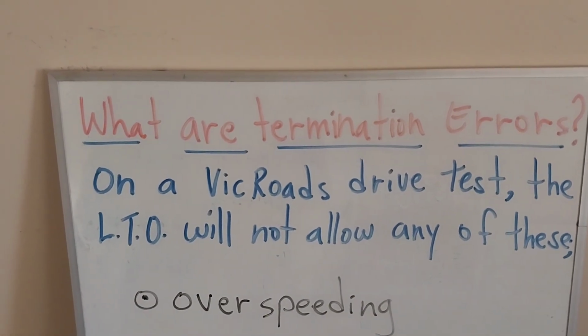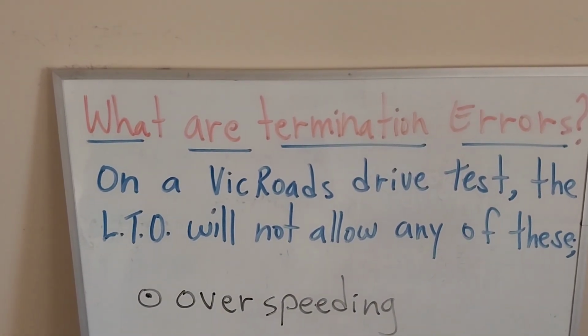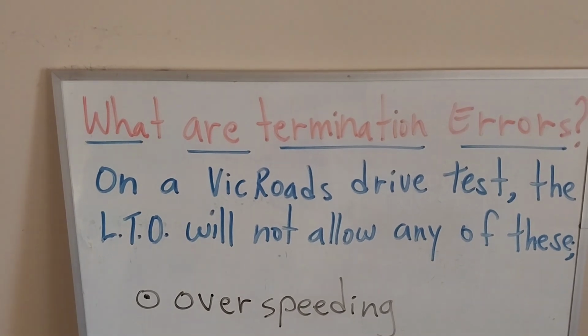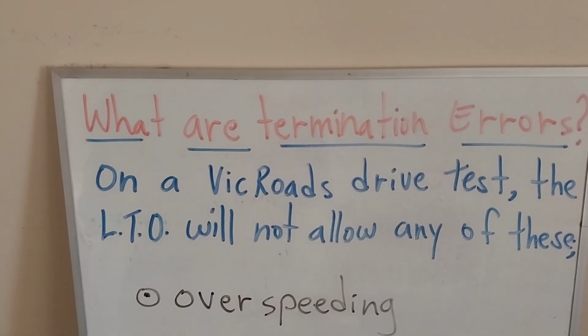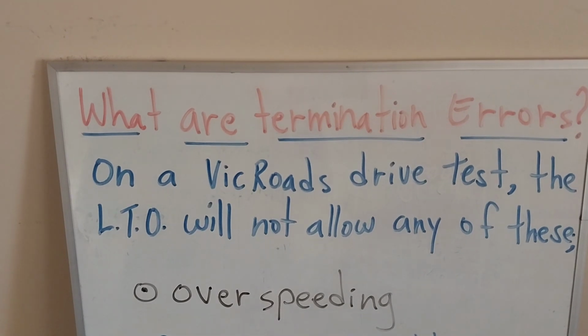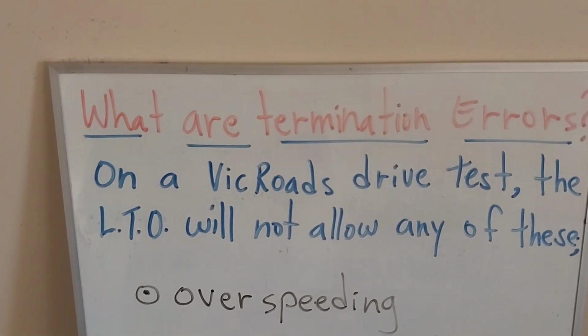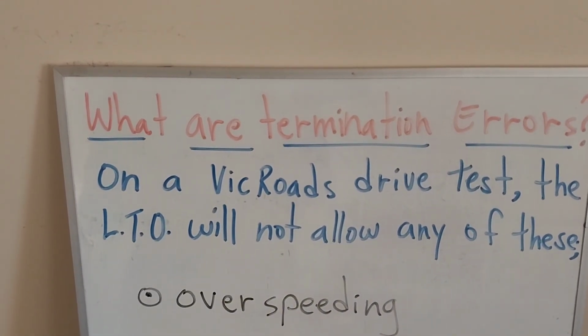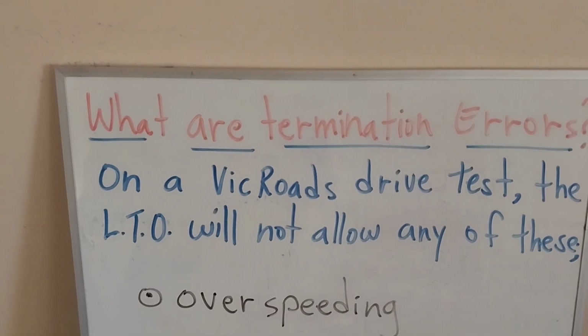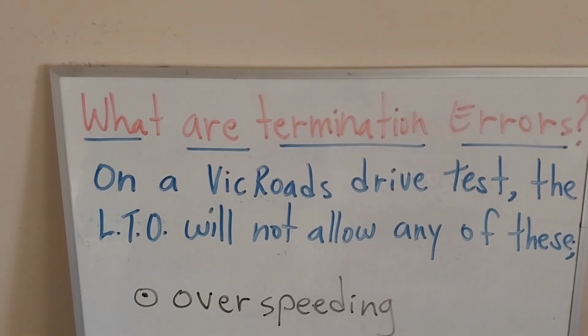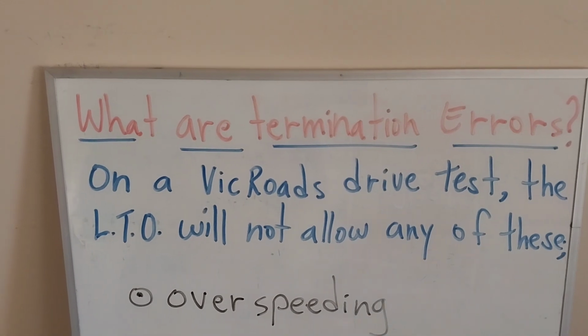Overspeeding. We are not allowed to overspeed at any time. It will be classified as an immediate termination. The tester will immediately stop the test. Suppose the road is 60, you can't go 61. Suppose the road is 40, you can't go 41. Cannot go over the speed limit. To be on the safe side, just stay 5 under.